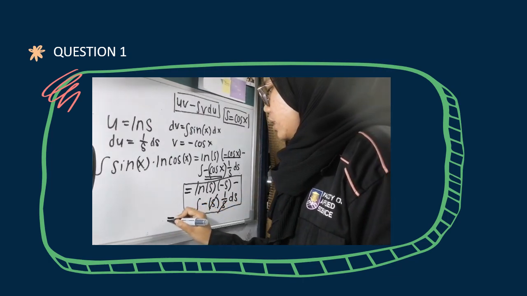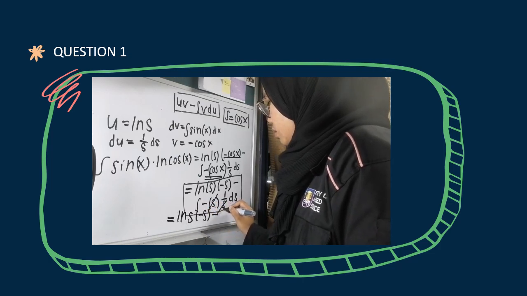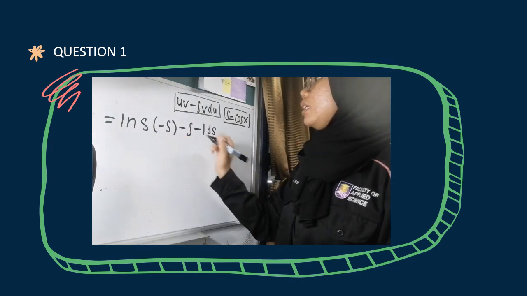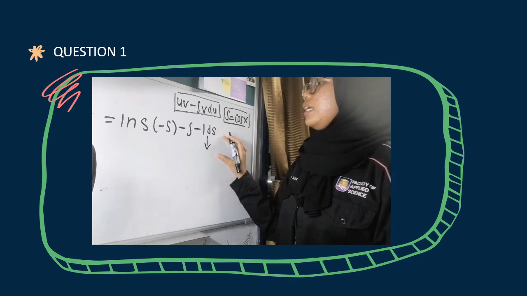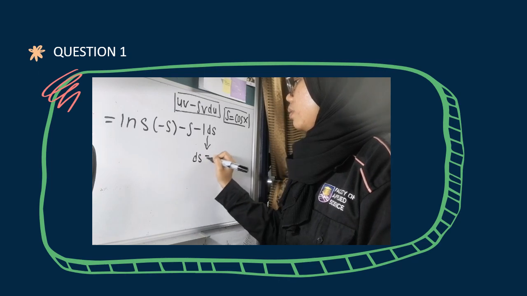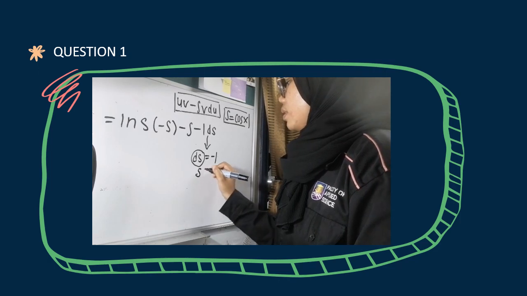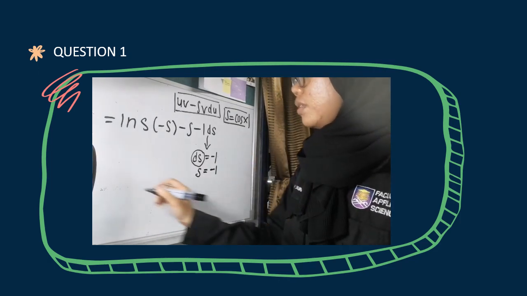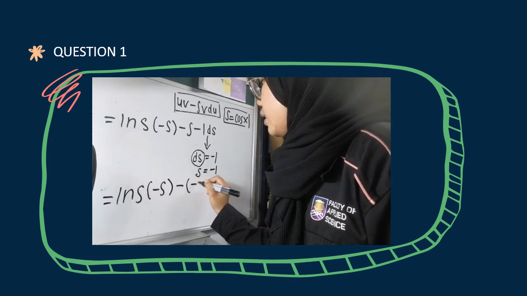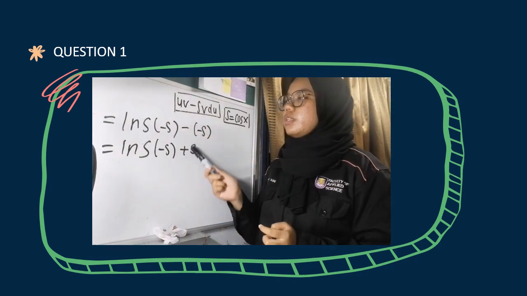Then after simplifying, we get this equation, and here we can integrate it. The integral of negative 1 ds gives negative s. For this equation, we can see negative and negative, so we can convert it into positive.